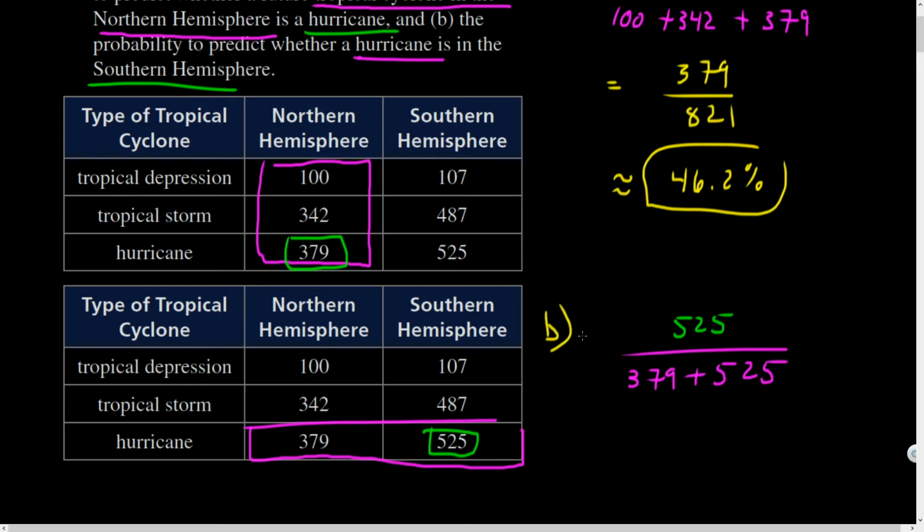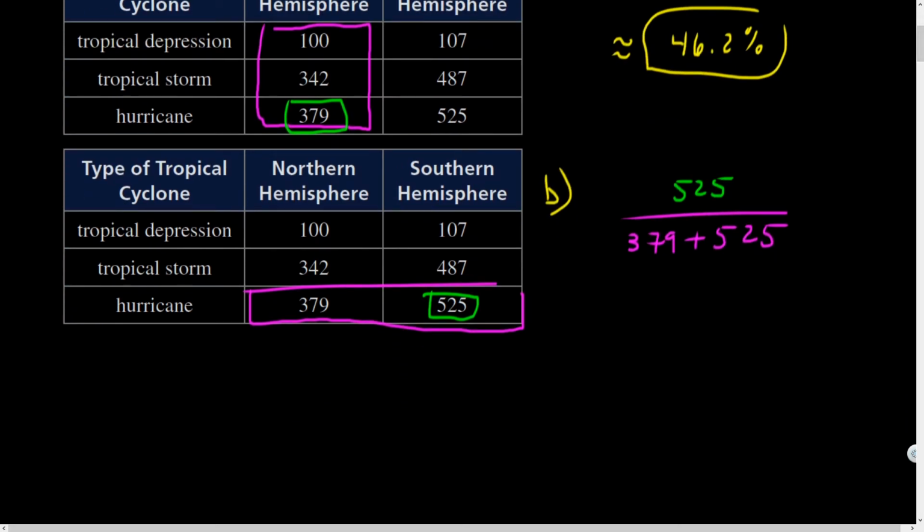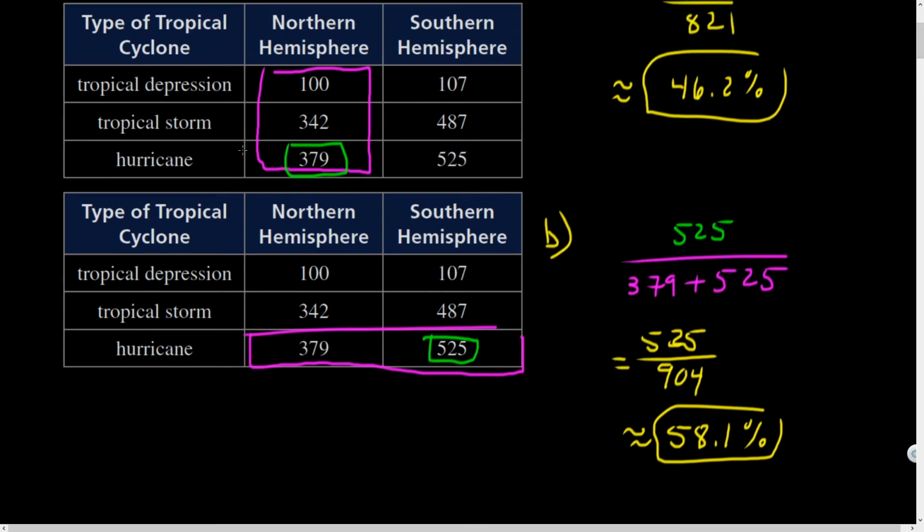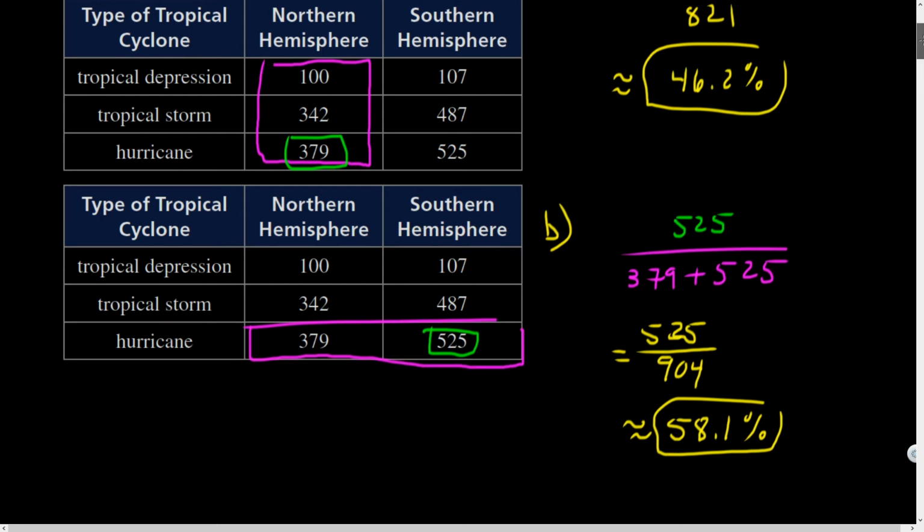Rip. All right, so 525 is my numerator. And once again, this is B. And this simplifies to be 525 over 904. And so that's about 58.1%. And so what was this? This was, of all hurricanes, what percent of them are in the southern hemisphere? Or what's the probability they're in the southern hemisphere? Okay, all right, so that works. I liked that change in the. I was expecting I was going to have purple right here, but no, sir.